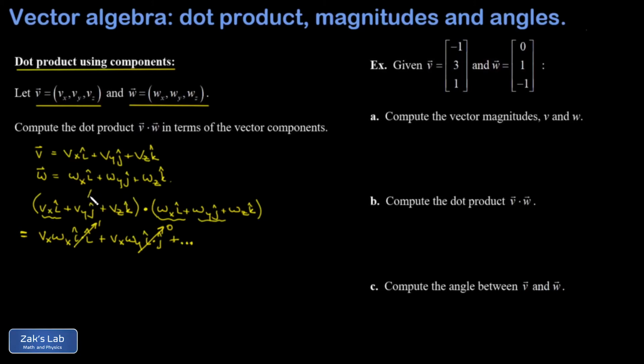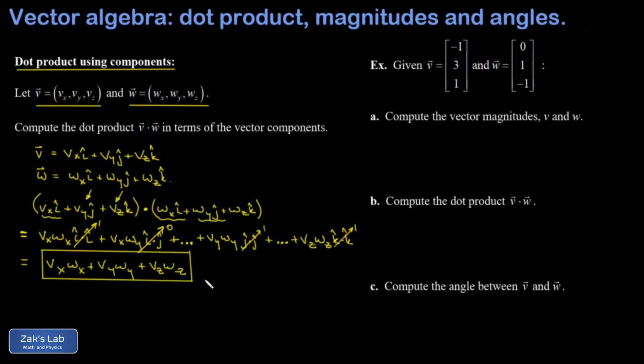So when I start distributing this second term, the only survivor is going to be the vy wy, j hat dotted into itself, which gives me a 1, the others vanish. And then finally, when I distribute the vz k hat, the only survivor there is vz k hat dotted into itself. And the other terms that have a mixture of two different unit vectors, those vanish. So in the end, I get vxwx plus vywy plus vzwz. And that's how we're going to compute a dot product given the coordinates of two vectors.